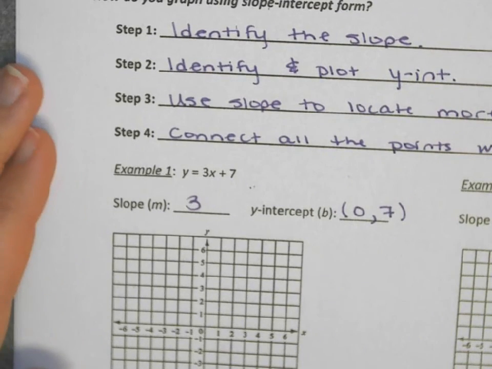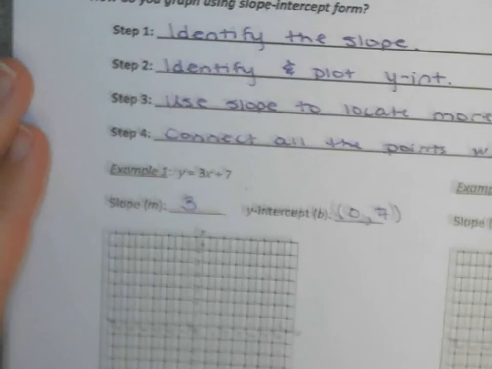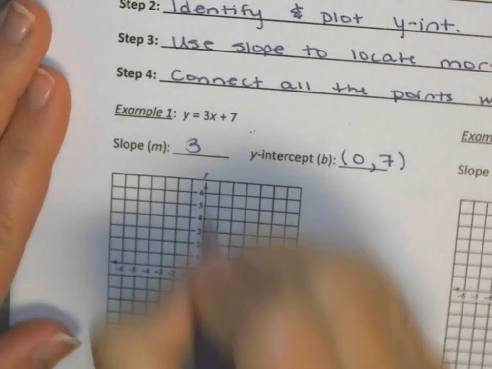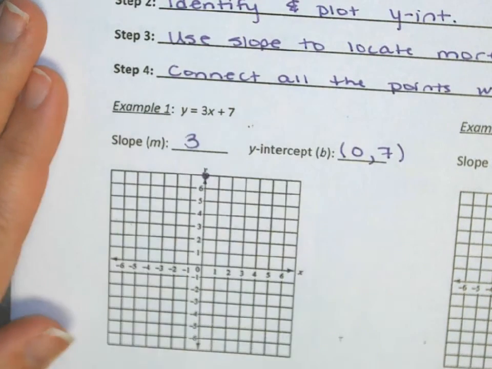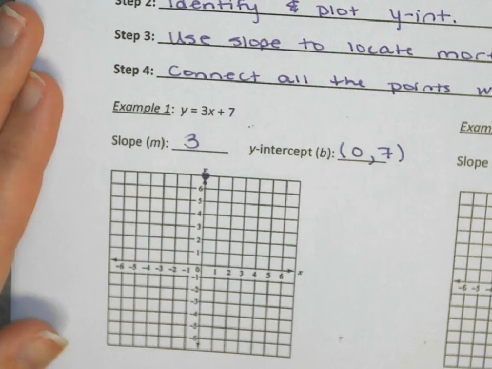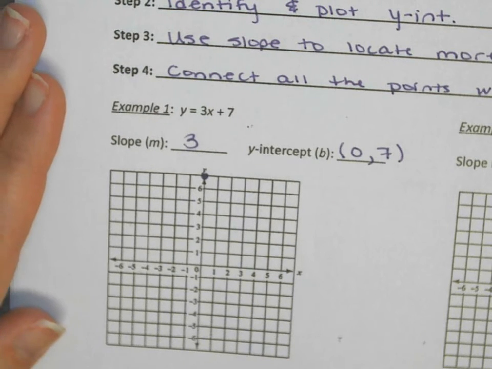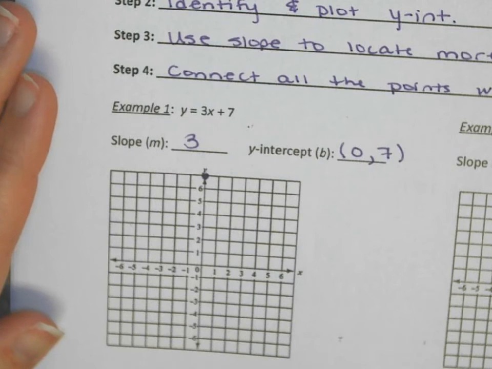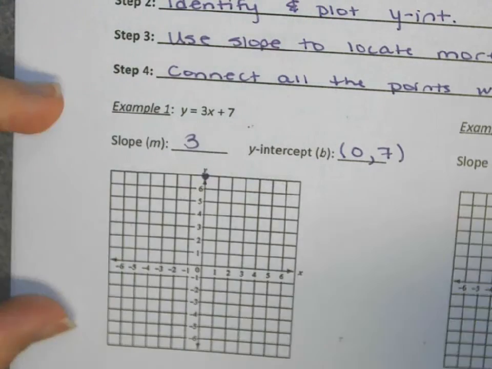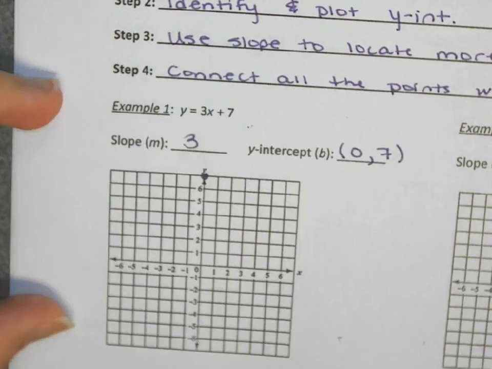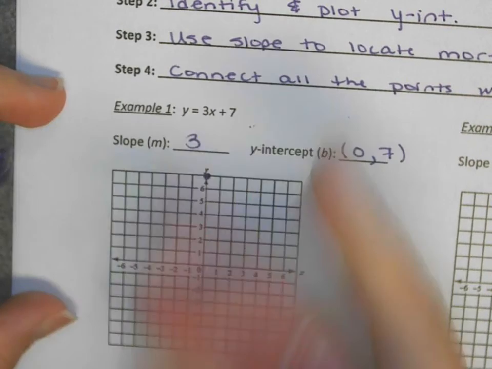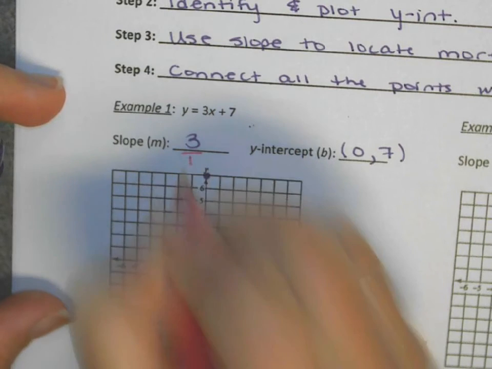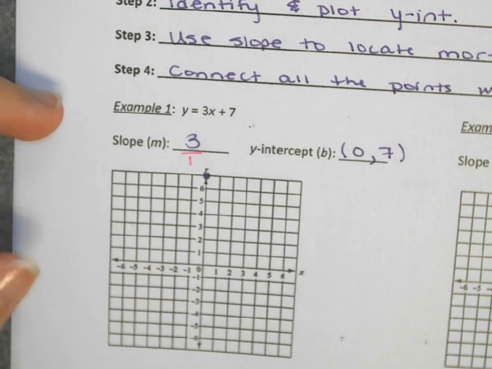It is 0, 7. So what we are going to do is plot that y-intercept. So 0, 7. So we plotted it. Now we can use the slope to locate more points. So how does that slope tell you to move on a graph? Remember, you can also think about it as 3 over 1. How does 3 over 1 move? How does that slope move?